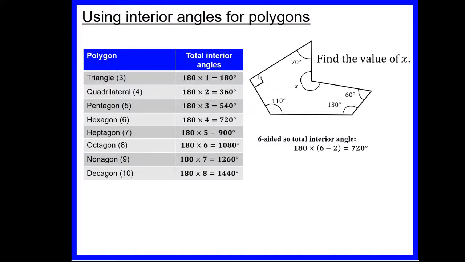Now, just a reminder, if we see this shape in the corner, this small square, that tells us that that's a right angle, so that angle is 90 degrees. So they don't always label that with a number. Often you'll just see this small square in the corner to tell you it's 90 degrees. So if we add together all of the other angles, take that away from 720, so 720 minus 460, then angle x is 260 degrees.